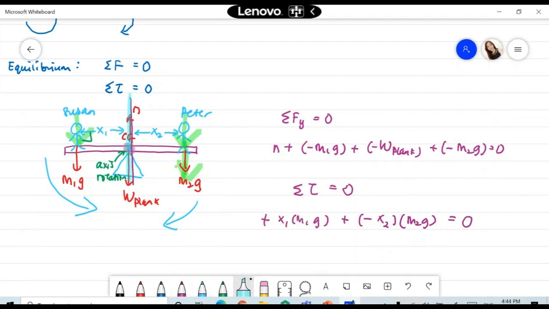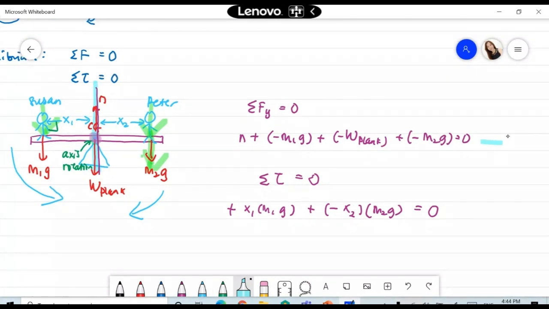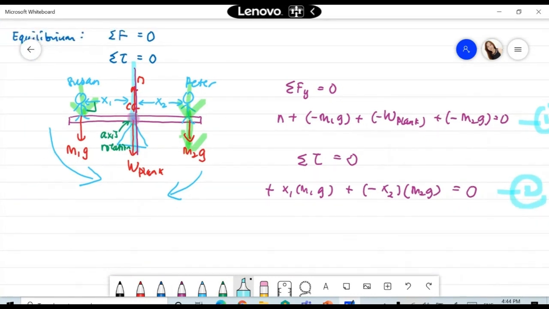When the force intersects with the axis of rotation, the torque produced is equal to 0. So it happens that the normal force is acting at the center of gravity, and the axis of rotation is also at the point of the center of gravity. Therefore, the torque produced due to the normal force is equal to 0. So by using these two equations, equation 1 and equation 2, you may find out the unknown that you need.